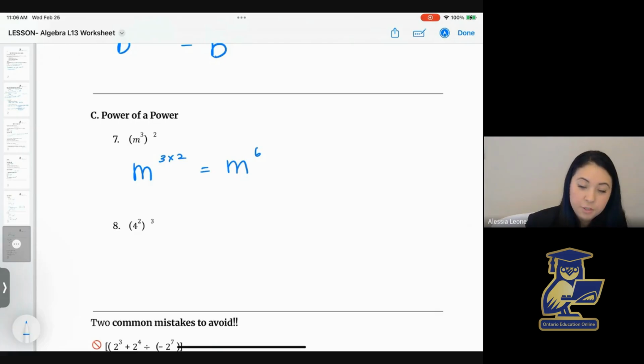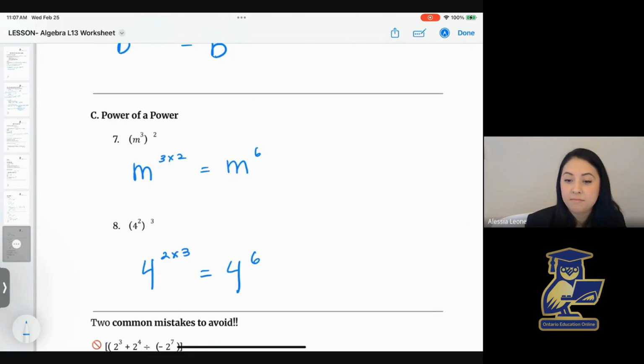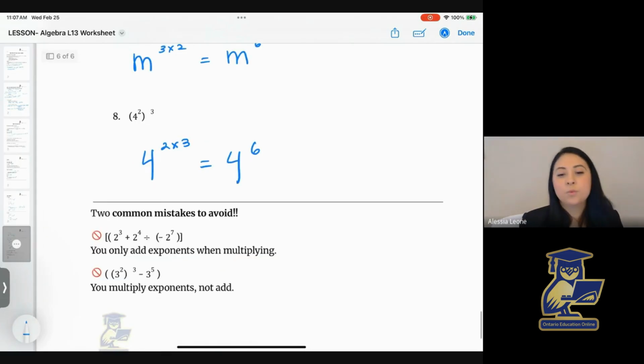4 to the power of 2, and then to the power of 3. So we will write it like this. 4, and then we will multiply our exponents. 2 times 3. So then we will end with 4 to the power of 6. Done. Got our answer.